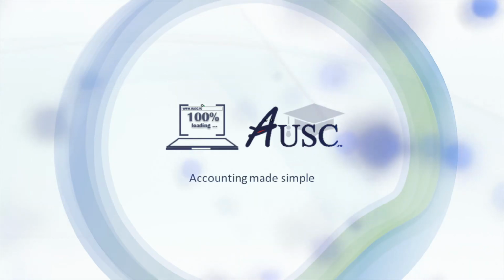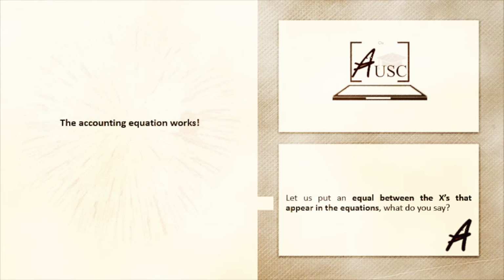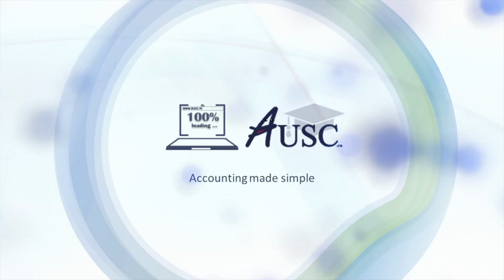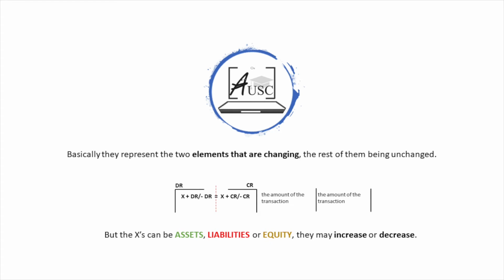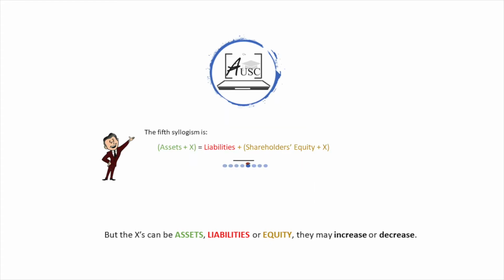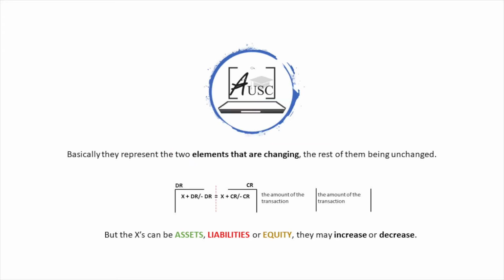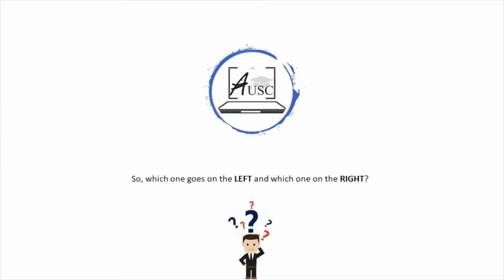Hello. If you remember, in the last lesson we learned that the accounting equation works. Now let us better understand the rules of debits and credits. Starting from the elements, they can be assets, liabilities or equity. They may increase or decrease. So, which one goes on the left and which one goes on the right?